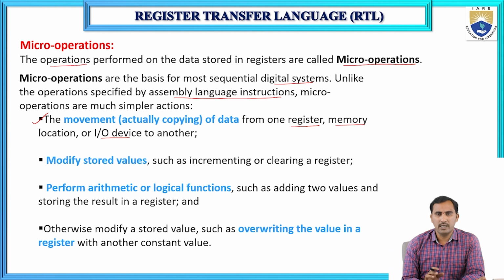In a computer system, we need to copy or transfer data from one place to another. It may copy data from one register to another register, or from a memory location to a register, or from a register to an IO device. So using these micro operations, we can move the data from one register, memory location, or IO device to another. The second one is modifying the stored value, such as incrementing or clearing the register.